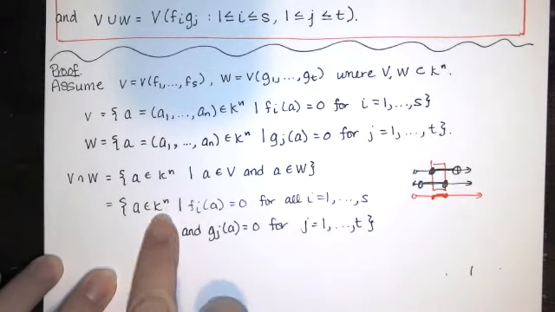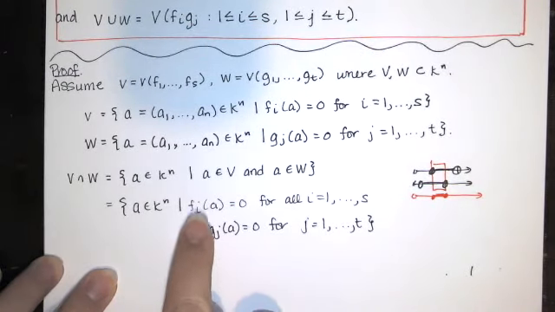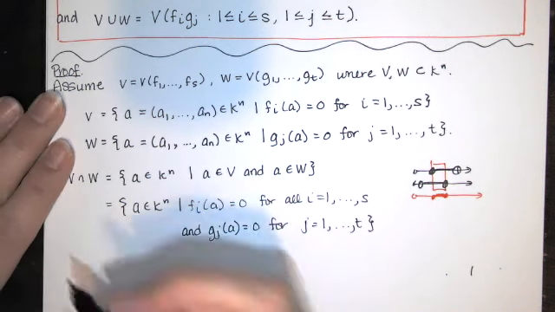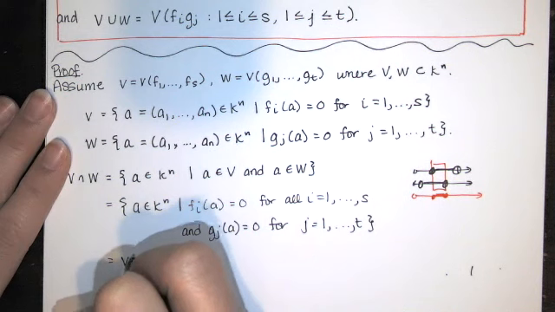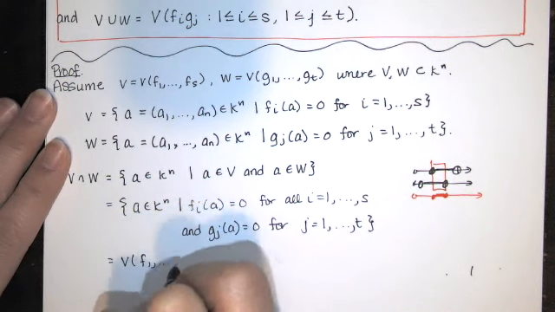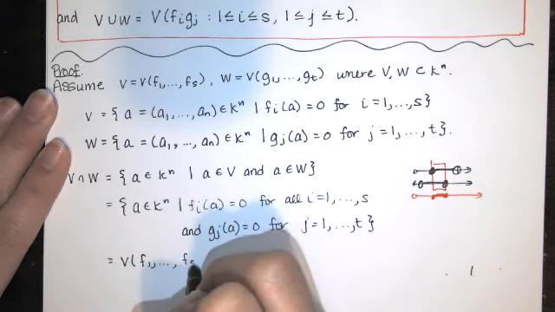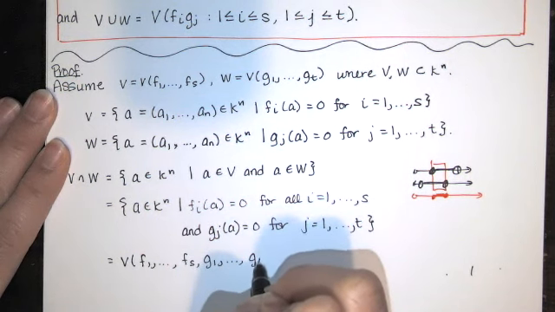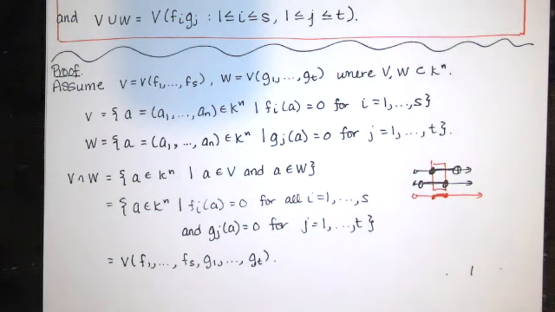So this is the set of all points A such that these are all 0 and these are all 0. Well, that's by definition this variety. So this intersection of V with W is the variety defined by the polynomials that define V and the polynomials that define W.